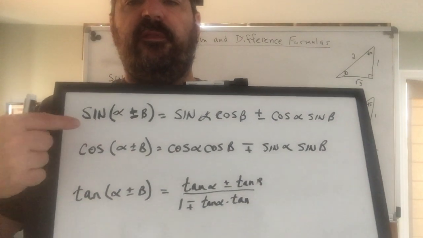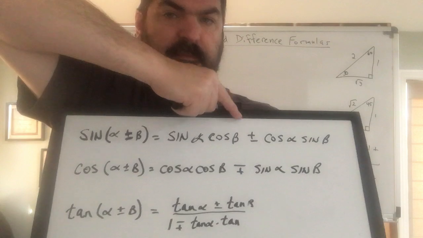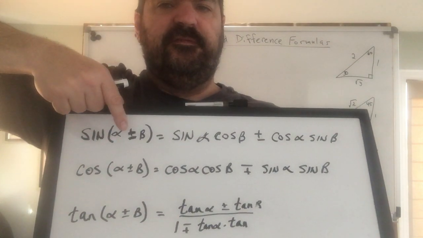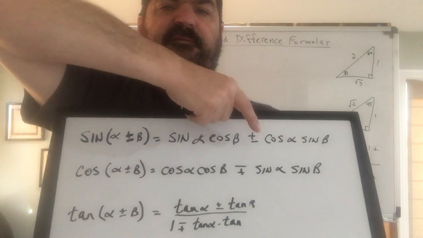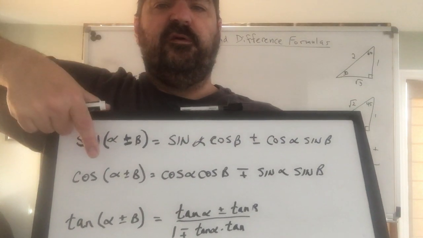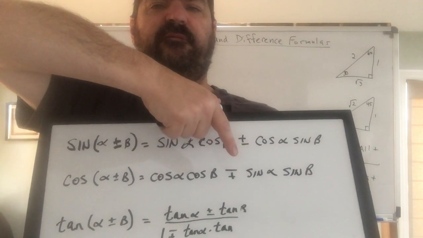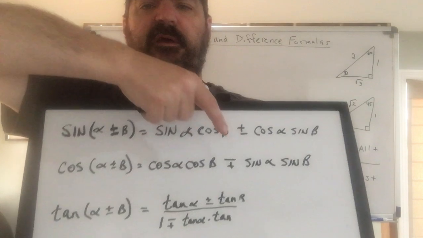So the sine of alpha plus beta, I want you to notice the formula. See how it says plus minus, plus minus. If sine is positive, this is positive. If sine is negative, this is negative. What's unique about cosine is if this is positive, this side's negative. That's why we write the formula that way. And this one's negative, this one is positive.